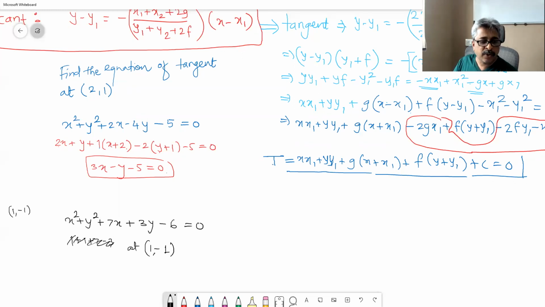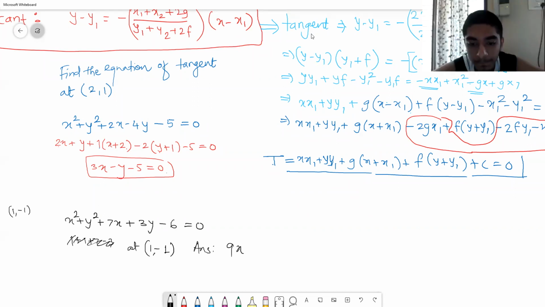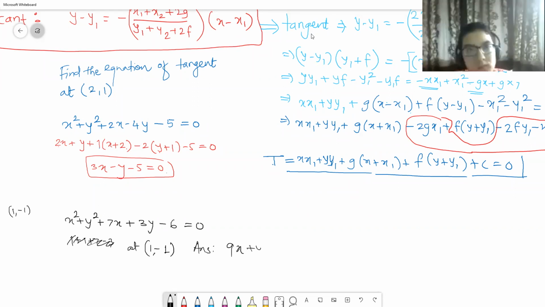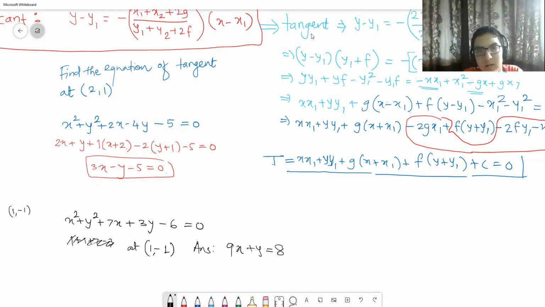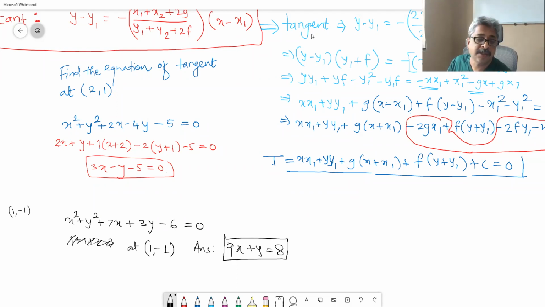Now the last problem: x square plus y square plus 7x plus 3y minus 6 is equal to 0, and the point is 1 comma minus 1. Write the equation of tangent. Answer: 9x plus y is equal to 8 is the answer for this. Okay.